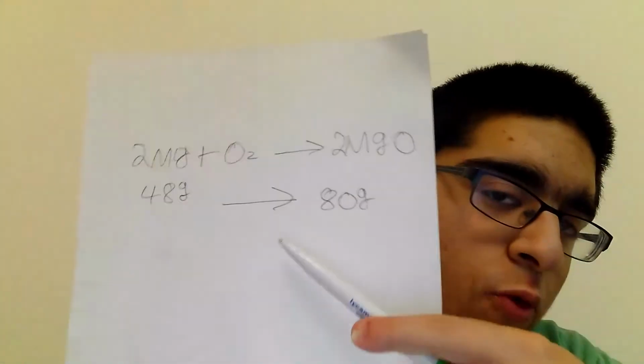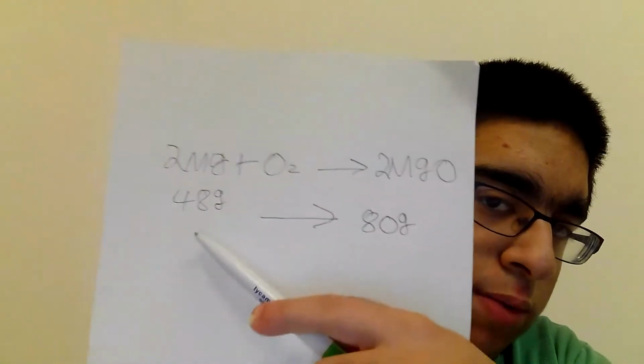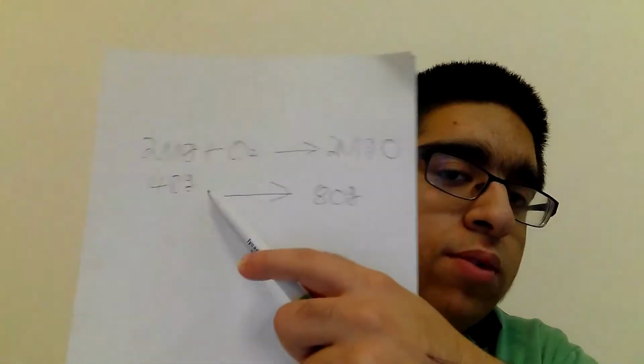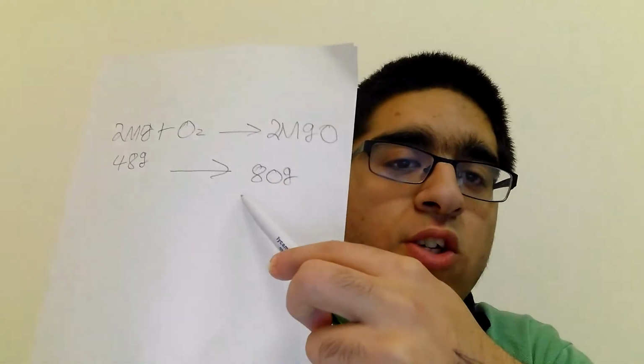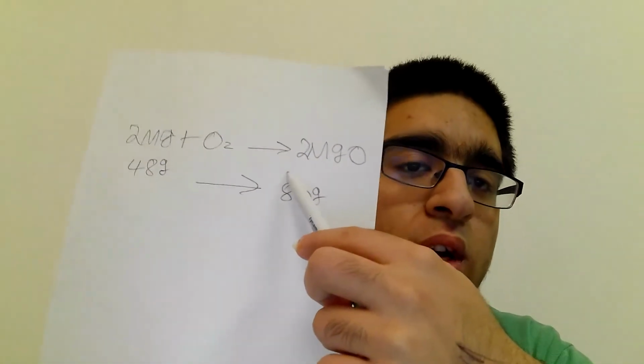Now the relative formula mass for magnesium oxide is 24 plus 16, which is 40. But because you have 2 of them, it means you have 80 grams. We've been through relative formula mass and relative atomic mass calculations before, so this shouldn't be that hard. That 24 comes from the relative atomic mass from the periodic table, and the relative formula mass of magnesium oxide is 40, but because you have 2 of it, you have 80.